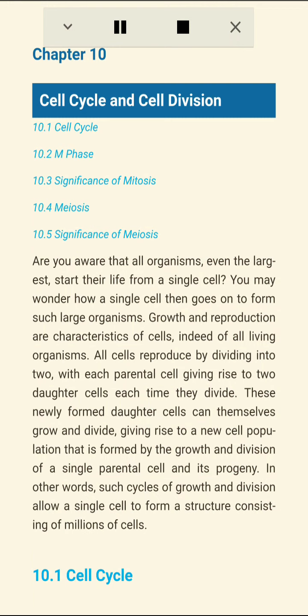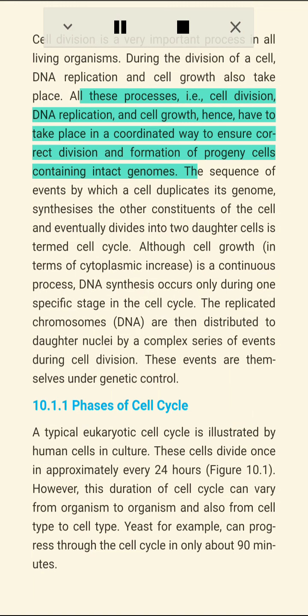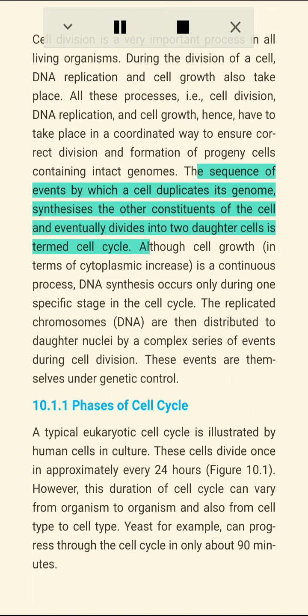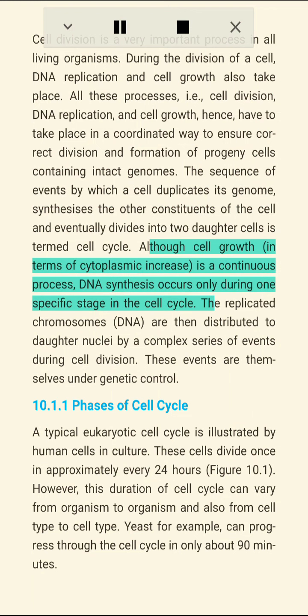10.1 Cell cycle. Cell division is a very important process in all living organisms. During the division of a cell, DNA replication and cell growth also take place. All these processes, i.e., cell division, DNA replication, and cell growth, hence, have to take place in a coordinated way to ensure correct division and formation of progeny cells containing intact genomes. The sequence of events by which a cell duplicates its genome, synthesizes the other constituents of the cell and eventually divides into two daughter cells is termed cell cycle.